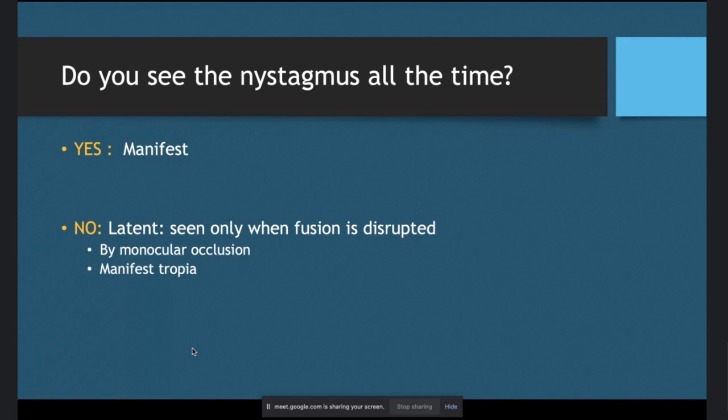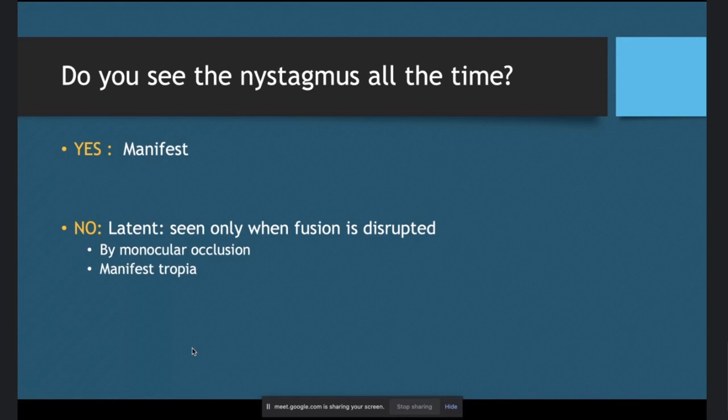So, a few more terminologies. We covered horizontal, vertical, rotary. We covered frequency, amplitude. Now we're going to look at manifest and latent. What do you mean by manifest? It means it's seen all the time. Latent means it's seen only when the fusion is disrupted.